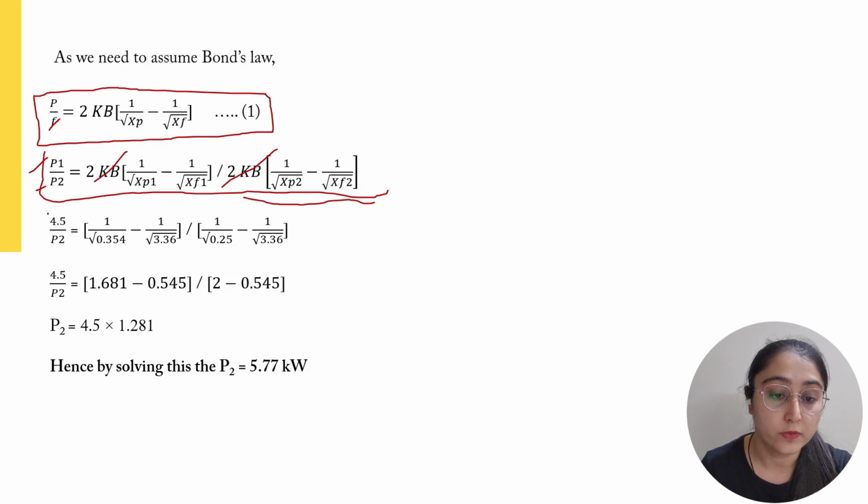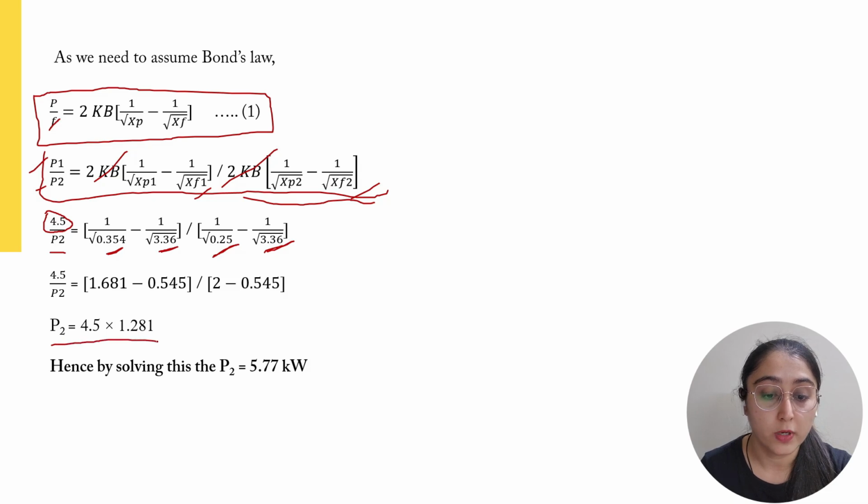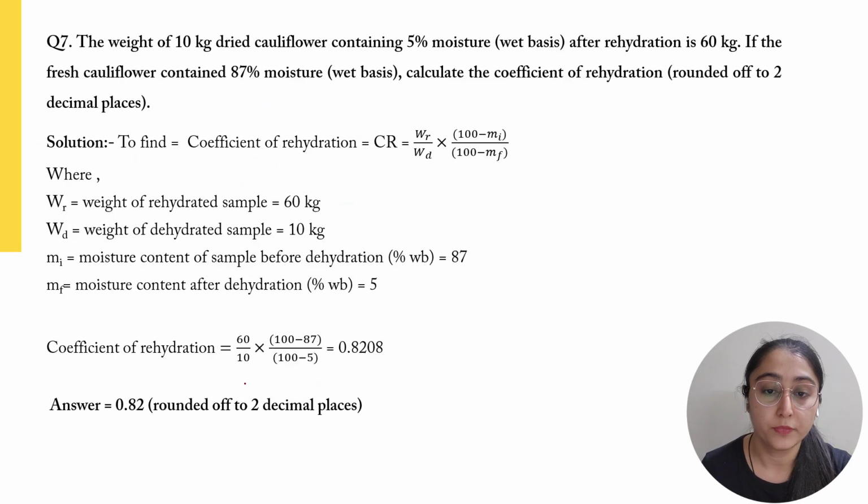Now putting the values, P1 is given as 4.5 and we need to calculate P2. And since F1 is equal to F2, both the values are the same here, 3.36, and here we have put the values of P1 and P2 respectively. Now solving this equation, we get P2 is equal to 4.5 into 1.281, which comes out to be 5.77 kilowatt. Therefore, the correct answer to this question is 5.77 kilowatt.